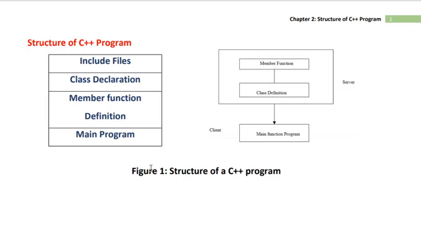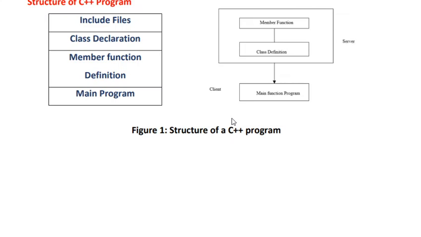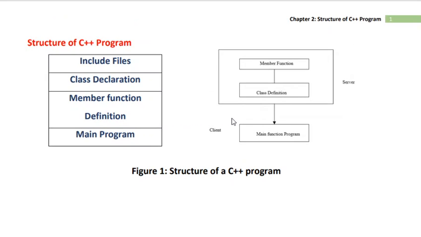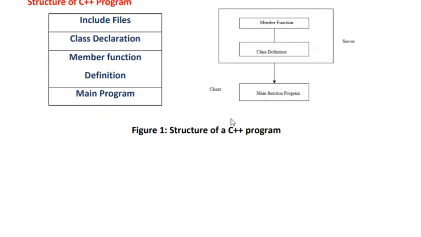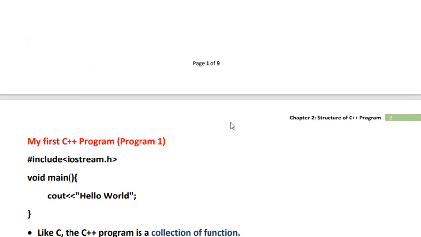They include the class declaration, member function definition, and main program, where we have partitioned the overall sections into two further sections. One is called the server, the other one is called the client. The server has the member functions and the class definition, whereas the client has the main function. So the client requests operations to be performed by the server. The server responds to the call of the client. But you need to remember that this is an improvisation on the structure of the C program that we have learned during C programming classes, right?